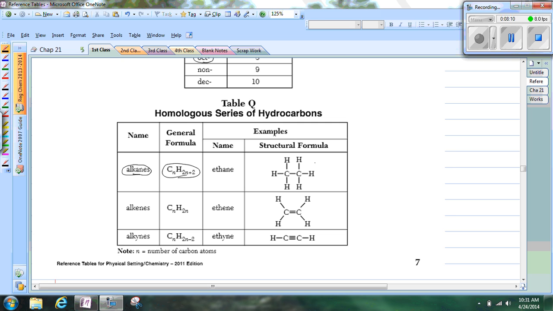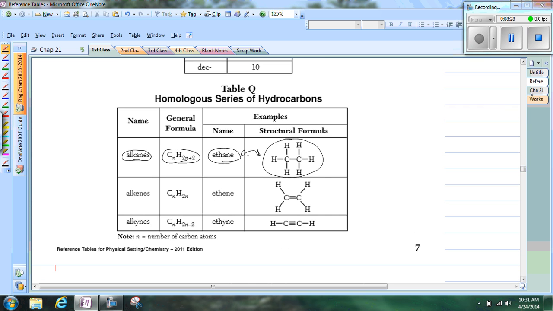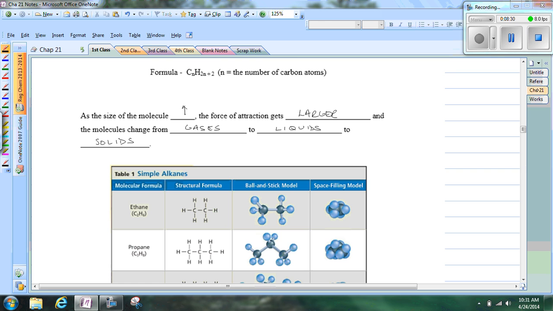So you may be given a structural formula and asked to name it, or you may be given a name and asked to draw it. So either of these is legitimate for asking a question. So back to the notes, but keep open those tables.